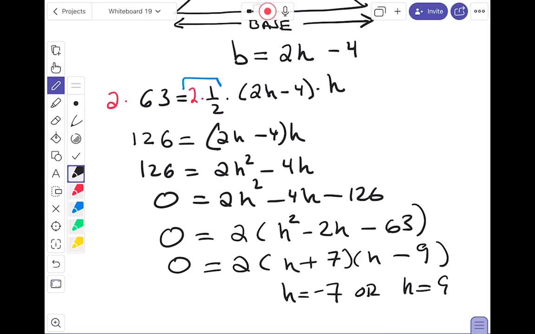I hope you remembered that we're talking about the height of a triangle. So it can't be negative. That goes out of the picture. So I think the height is 9. Now 9 what? Go back and read it.